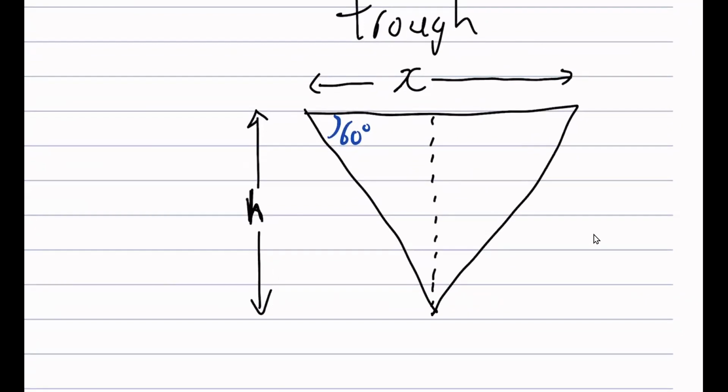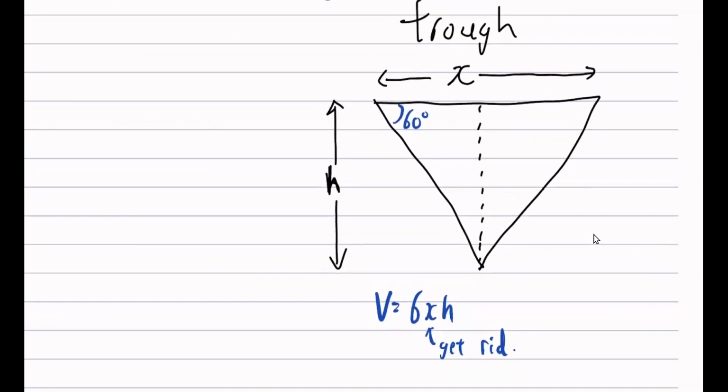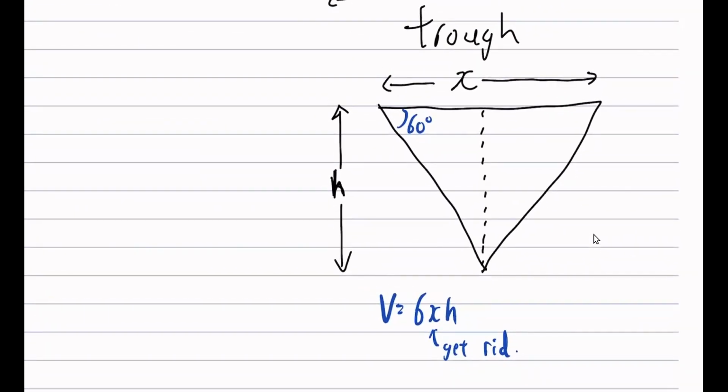So your formula that involves X, let me write down the formula on the same page. You want to get rid of it, or in other words, you want to replace it with an expression in terms of H. Okay. How? Express X in terms of H.